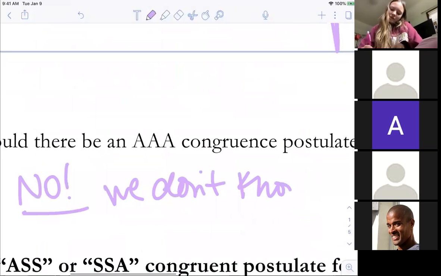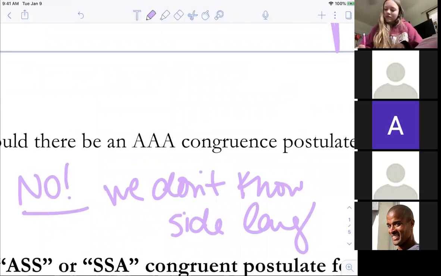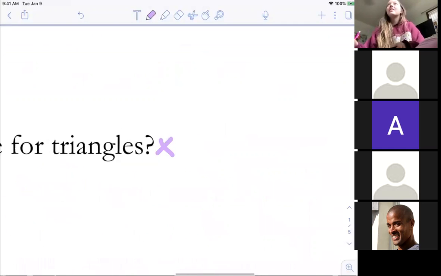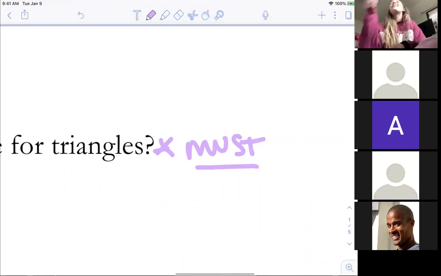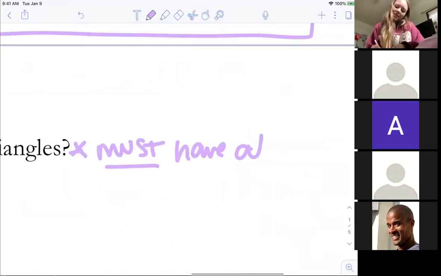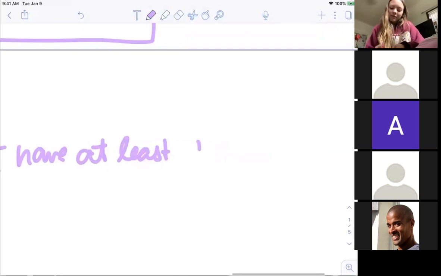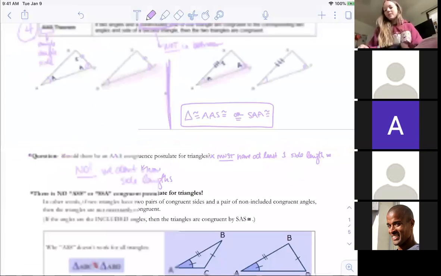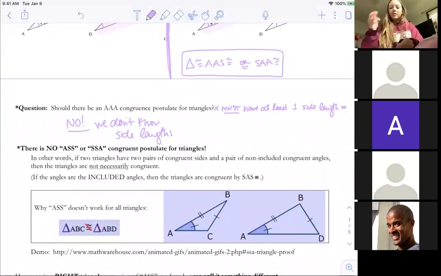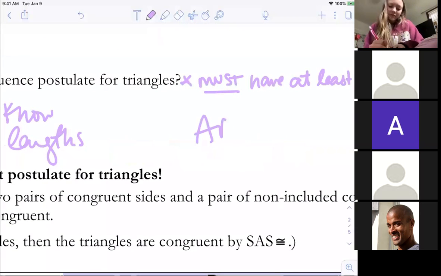Again, broken record, we don't know side lengths. And as we just saw with the 4 shortcuts that I just taught you, at least one of them needs to be side lengths. So I'm gonna write over here, must, not could, not should, not might, must have at least 1 side length. At least 1. All of my shortcuts have at least 1 S. Some have 2, some have 3. You need at least 1. Another thing that we cannot have is angle, angle, angle congruence. If you write that on your paper, you're wrong.